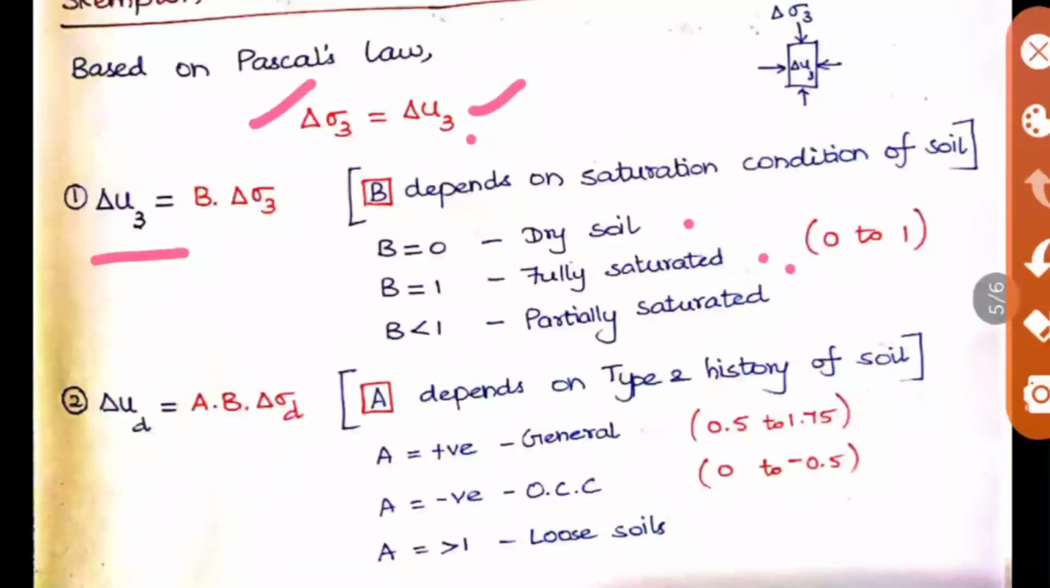And the second term we are going to find is del u_d. This is the increase in the deviator pore pressure. Here it is A into B into del sigma d. B we have already seen, no? Here A depends on the type and history of the soil. When it is a general soil, A will be positive in the range of 0.5 to 1.75, and for over consolidated clay it is negative, from 0 to minus 0.5. For a loose soil, A will have a value greater than 1.